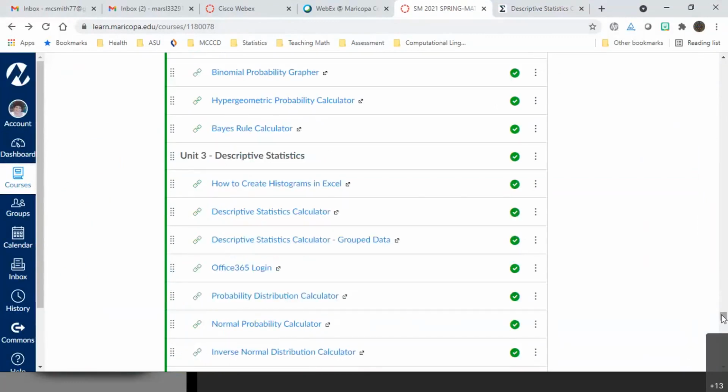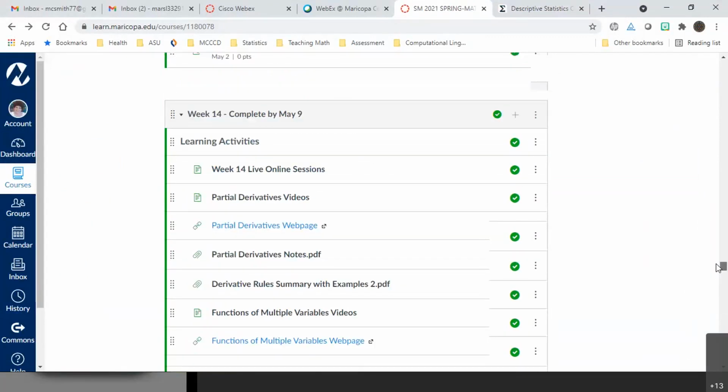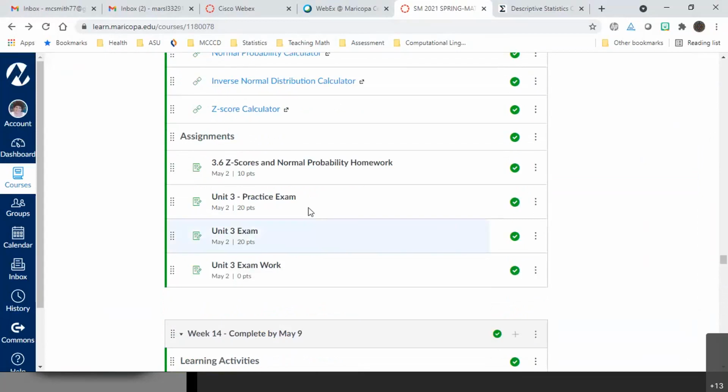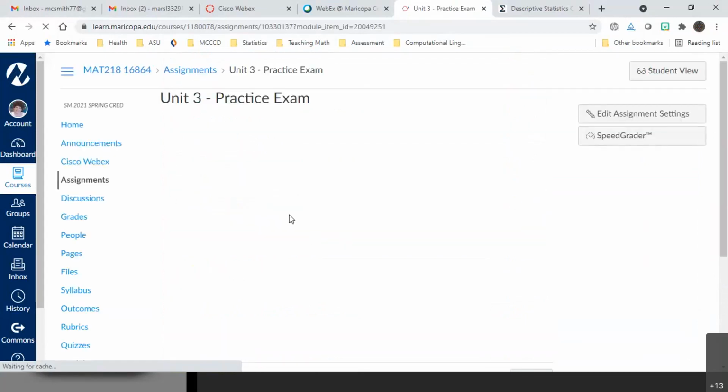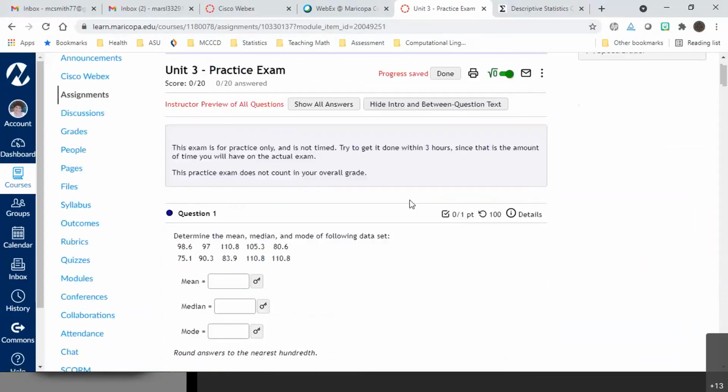Okay, so here's my practice exam in week 13. If I'm going to go into this one, hopefully it'll let me do this in teacher view because I'm not actually taking the exam. I want to just show you, right? See these data? Okay, I can do this.